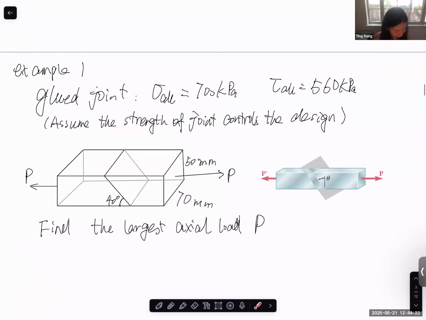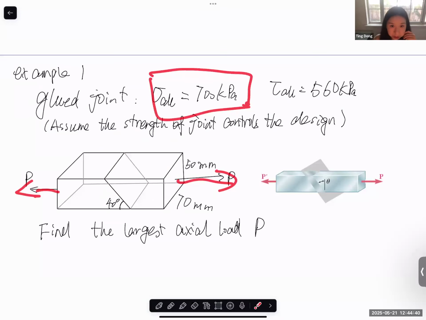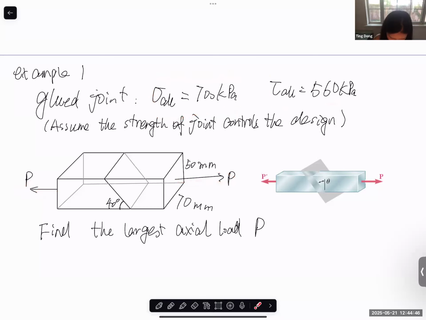So now let's do an example problem. We have a glue joint. So this inclined plane is a glue joint. We have tensile force applied at two ends. The allowable normal stress of the glue joint is 700 kilopascal, and this is the allowable shear stress on the inclined plane.